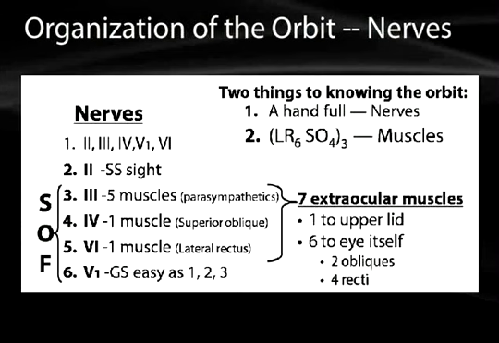We've already looked at the extraocular muscles, and this is just a reminder of the organization, that of the 7 muscles, 1 is to the lid, 6 are to the eye itself, 2 of which are obliques, and 4 more which are recti. So we have our first region with 5 nerves, the orbit.